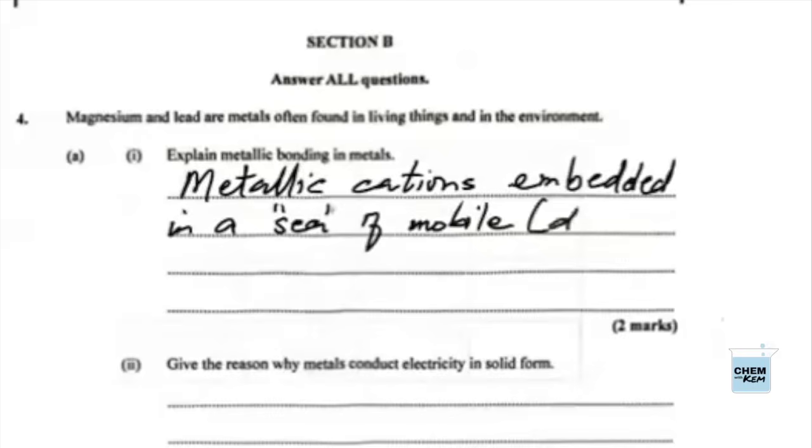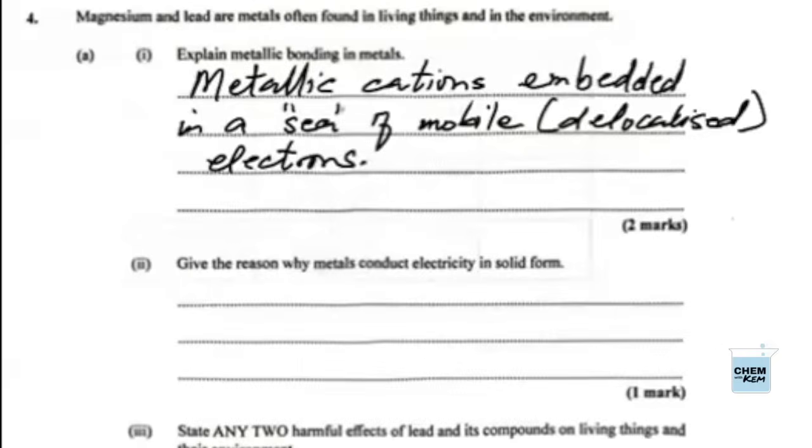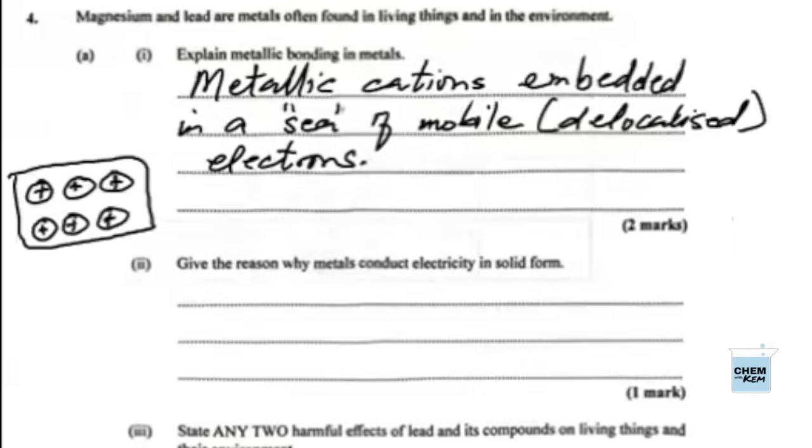Give the reason why metals conduct electricity in the solid form. So to give the reason here, we need to have an appreciation of what the structure would look like. So let's say these are cations. So these are cations. This is representing a metal. So that would be a cation.